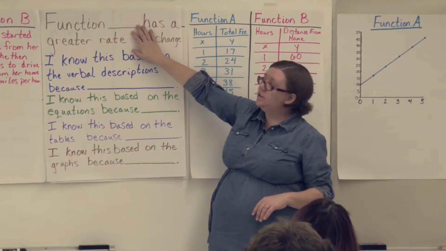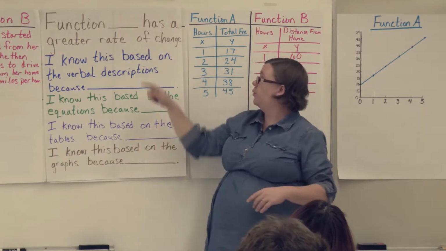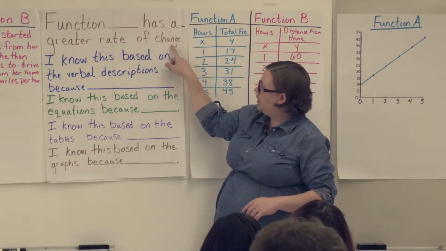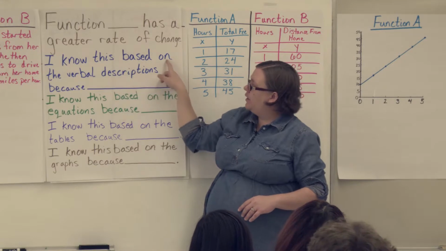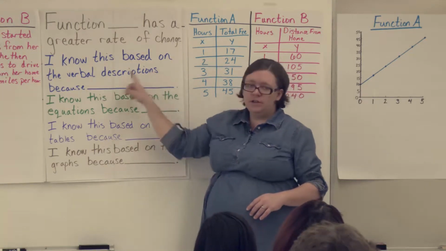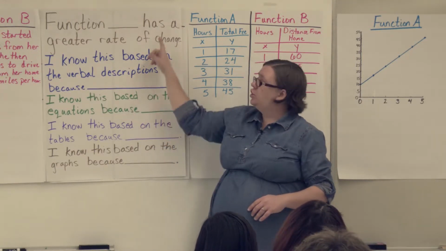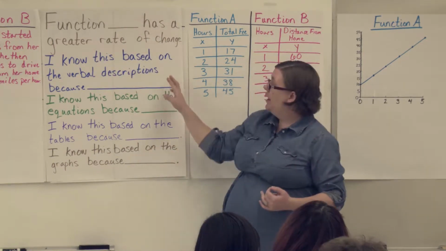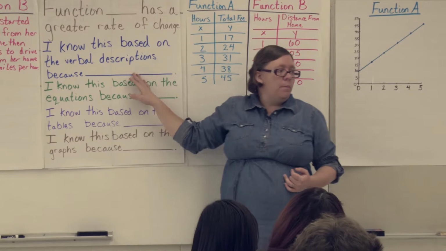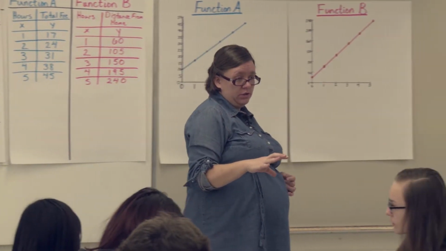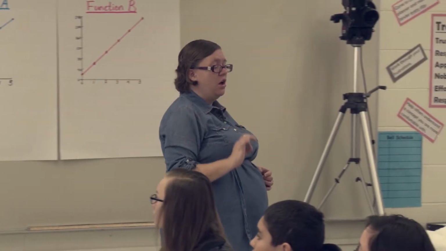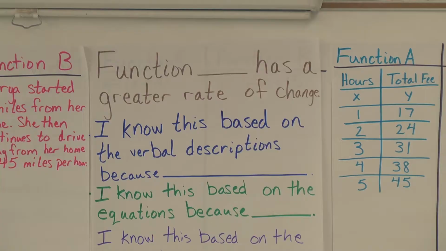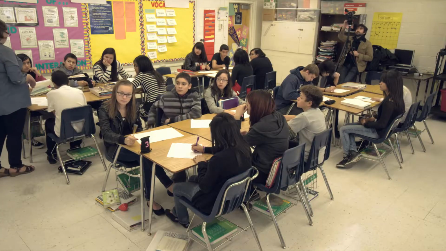The brown sentence: Function, you'll choose which one, has a greater rate of change. I know this based on the verbal descriptions because... So you're going to start with the brown sentence to tell your partner if you think it's A or B, and then how you know based just on the verbal descriptions. Questions? You should only need about 30 seconds per partner because you're just going to read what you wrote.